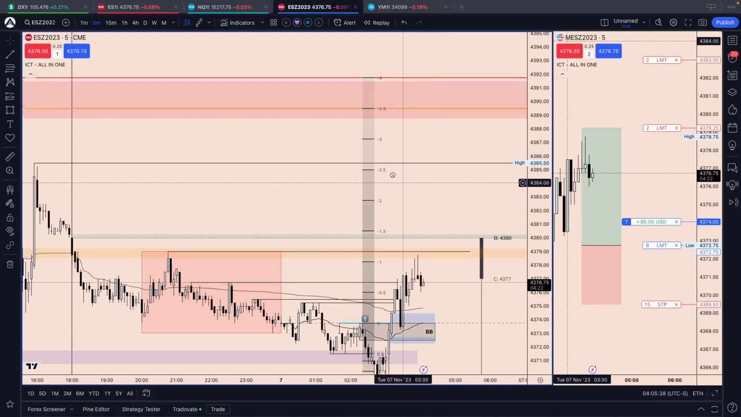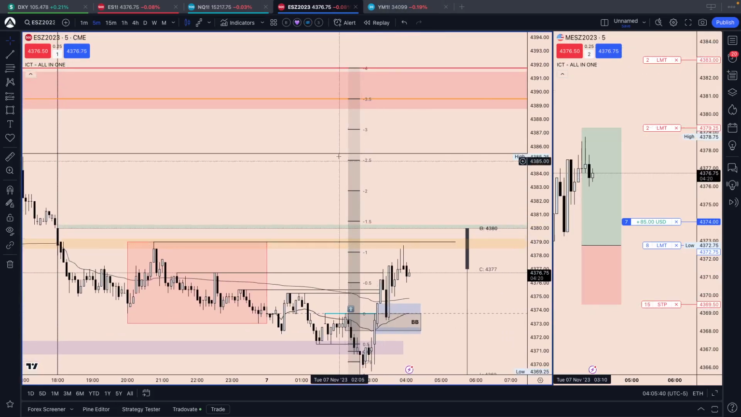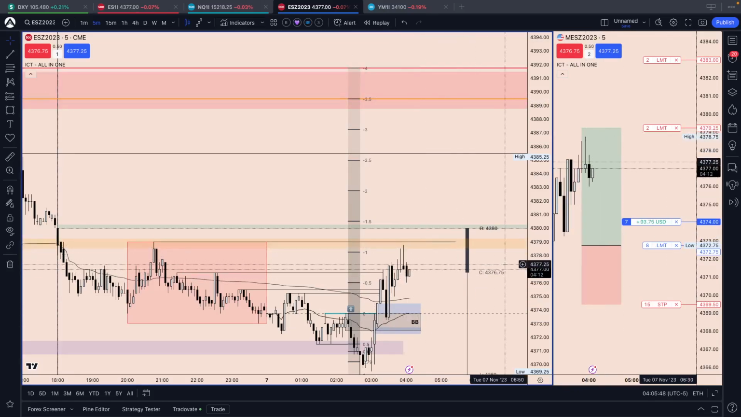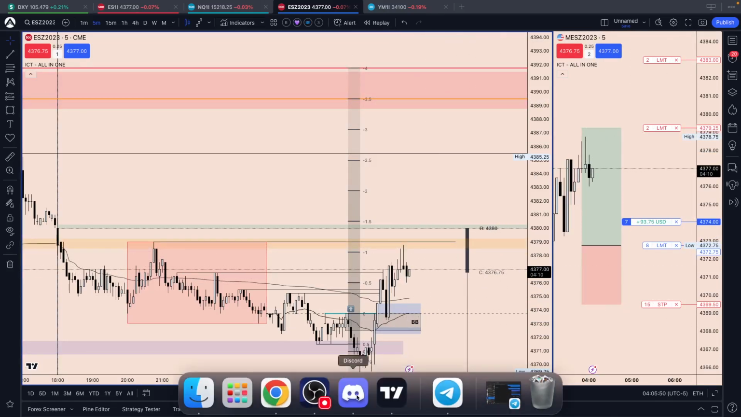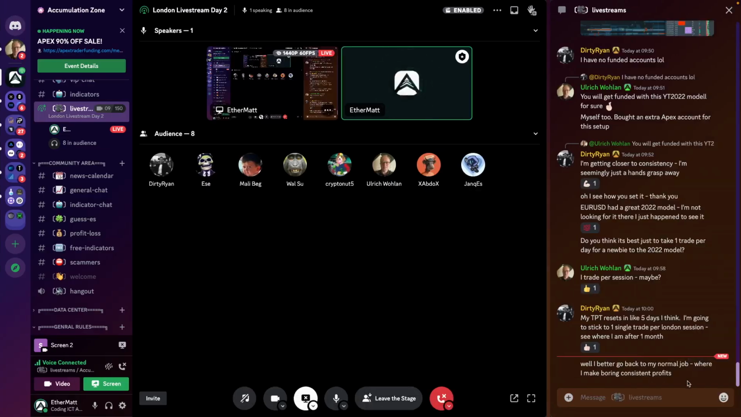I'm going to scale out because today it's just lining up too perfectly. Haven't seen that in a very long time, so screw it. I'm taking that risk. I'm going to partial out. We'll see how that ends up. Been at it for 2 hours.